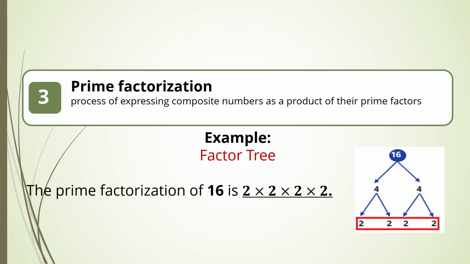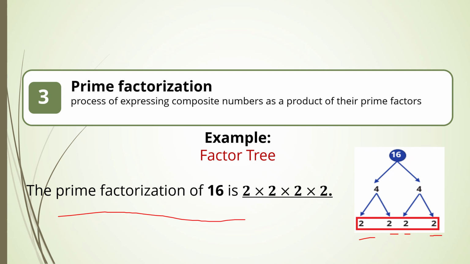4 is still divisible by 2, or can still be factored. You can look for factors of 4, so you can have 2 times 2. If you multiply that, you'll get 4, same as the other one. Therefore, the prime factorization of 16 is 2 times 2 times 2 times 2.